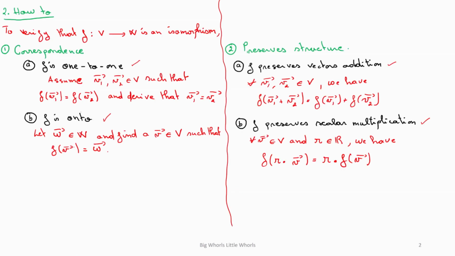Let me go to the next page. So here we need to prove that f is onto. And how do we prove that f is onto? It says here we will assume W from the codomain space and find a V in the domain space that maps to the W.